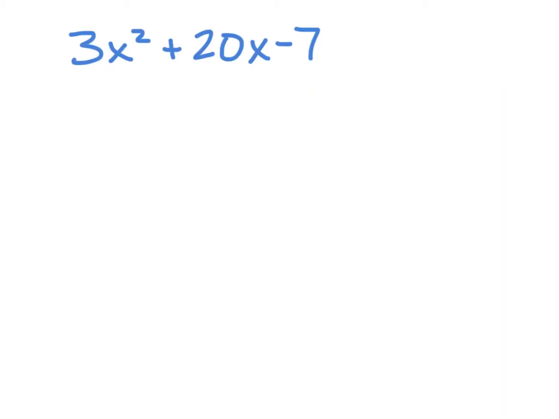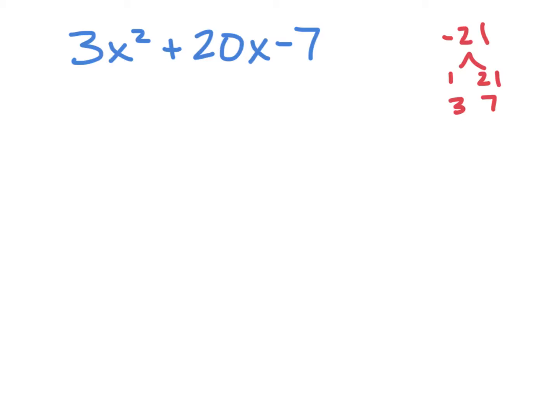3x squared plus 20x minus 7. Do these have a GCF? No, they're not all divisible by the same thing. So let's multiply a times c, which is negative 21. I'm going to list out all the factors of 21: 1 and 21, well, 3 and 7. Okay, that's all my factors. I need to find the two factors that are going to add to this positive 20 right here while multiplying to negative 21.